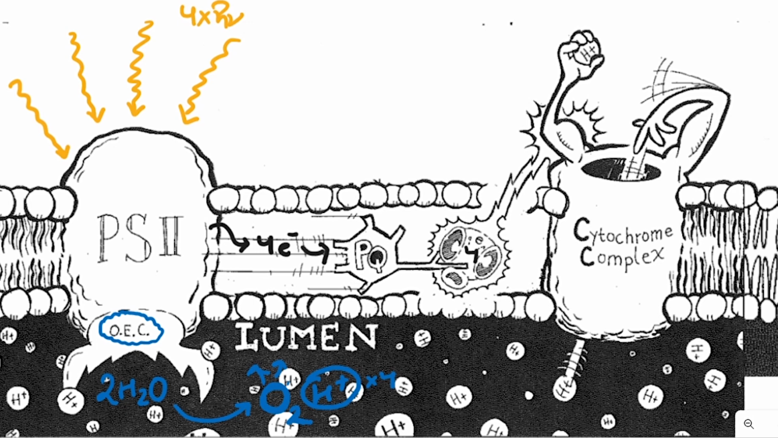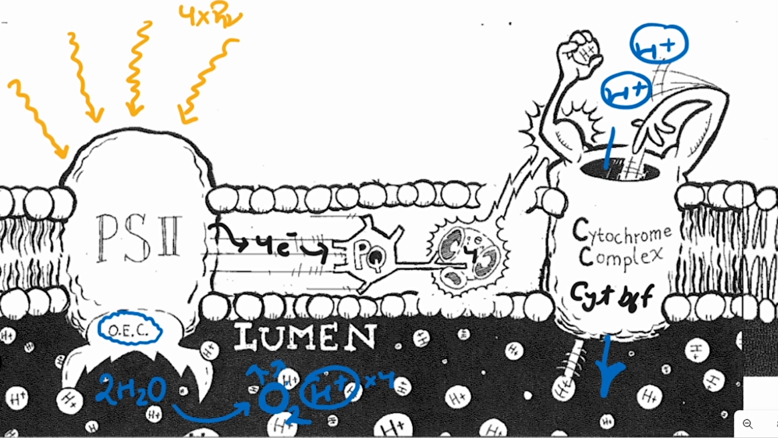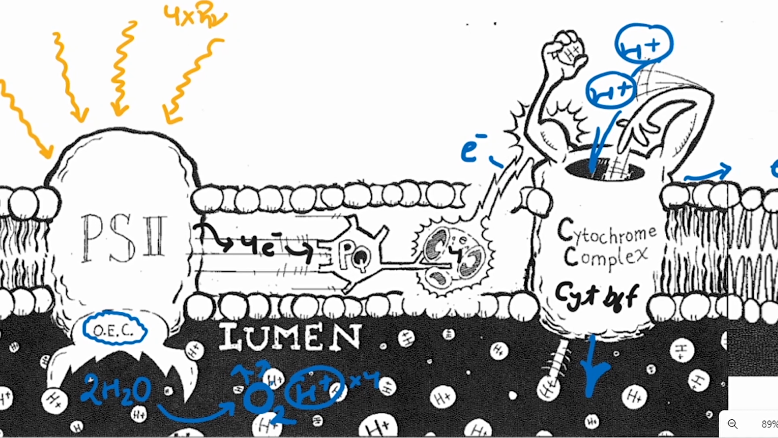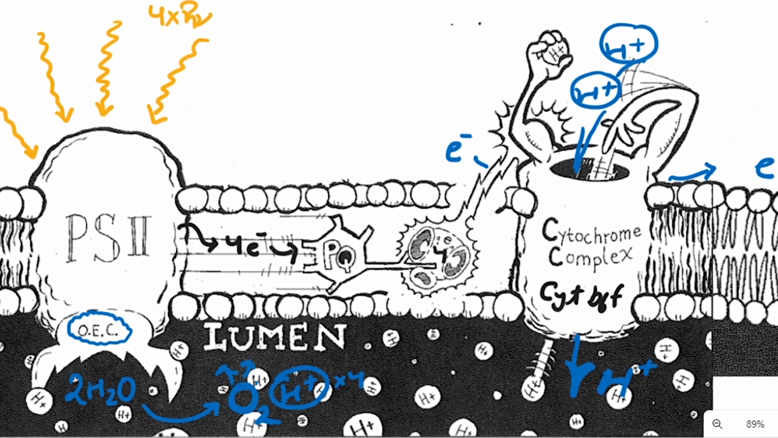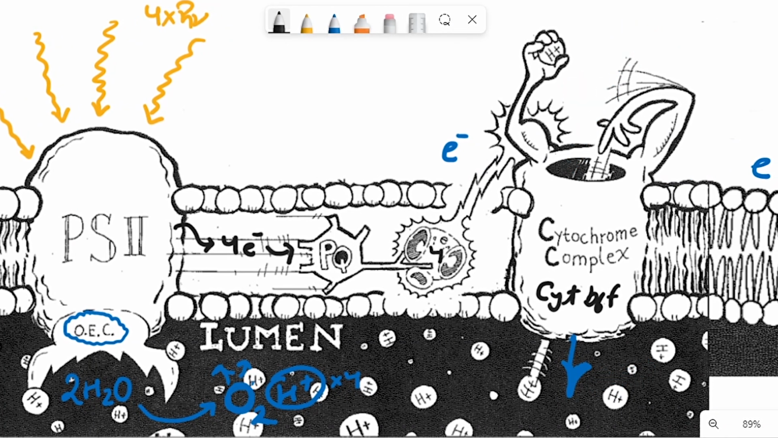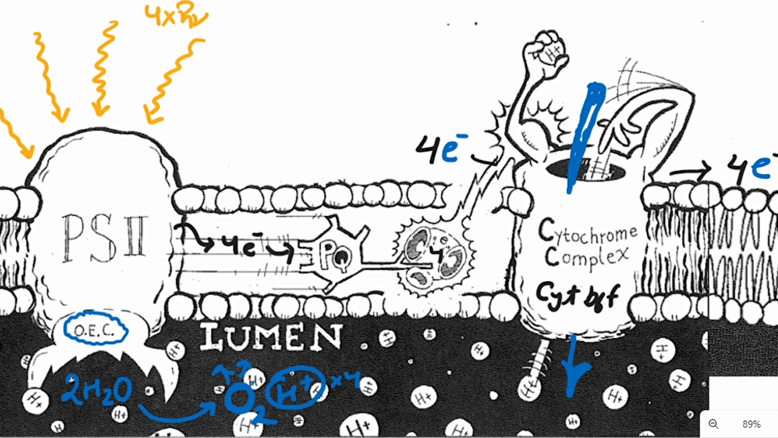The next complex among these quantasomes is the cytochrome complex, also known as cytochrome B6F. Now, this cytochrome has a specific function. Its specific function is to pump protons from the stroma into the lumen. Therefore, 4 electrons passing across the cytochrome complex will pump 8 protons into the lumen.